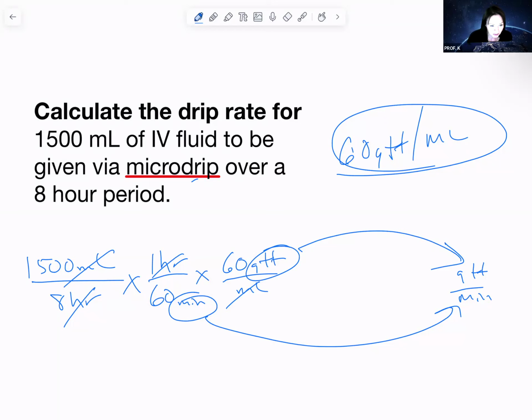So when I do the math across, it's 90,000, and then 480, and when I divide, it gives me 187.5, which I round up to a whole number. 5 and up, I round up: 188 drops per minute.